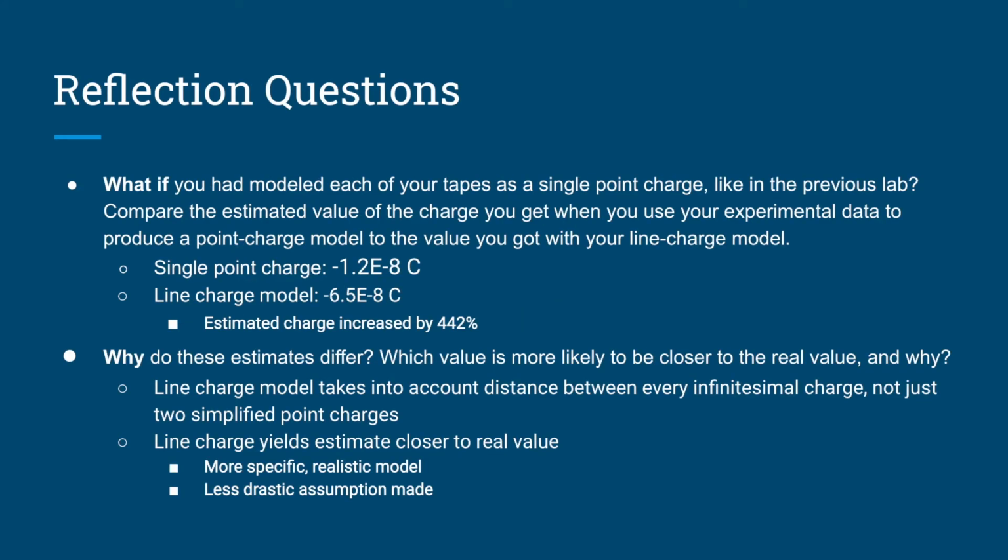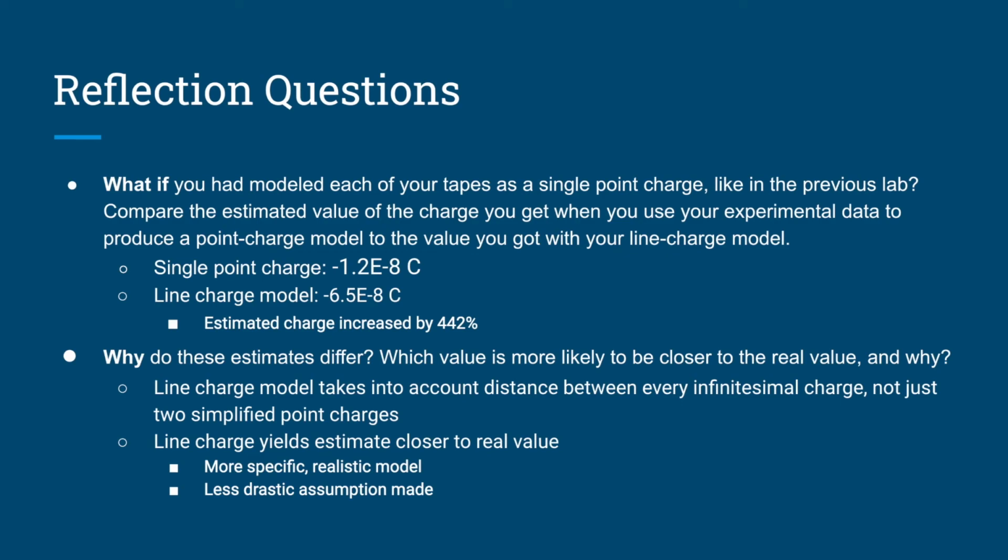Now, to reflect on this lab, let's ask, what if you had modeled each of your tapes as a single point charge, like in the previous lab? Compare the estimated value of the charge you get when you use your experimental data to produce a point charge model to the value you got with your line charge model. Our single point charge model yielded a tape charge of negative 1.2 times 10 to the negative 8 coulombs, compared to negative 6.5 times 10 to the negative 8 coulombs with a line charge model, accounting for a 442% increase in estimated charge.